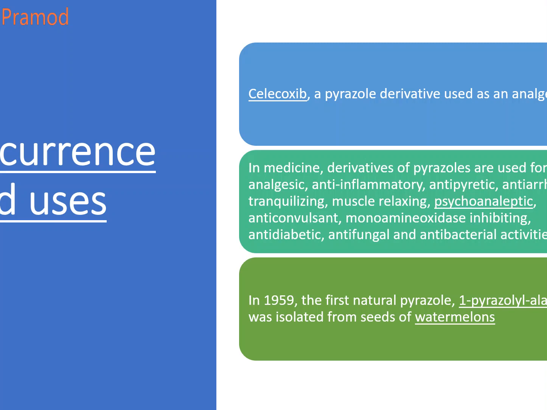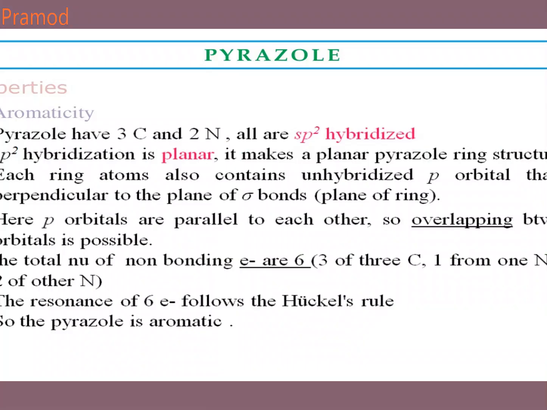Okay, heterocyclic ring. The first naturally occurring pyrazole discovered was 1-pyrazolyl alanine, which was isolated from watermelon seeds. So it forms a carbonyl amide bond with your alanine. Alanine is nothing but an amino acid. Okay, that was the first natural pyrazole. So let's go for the aromaticity.